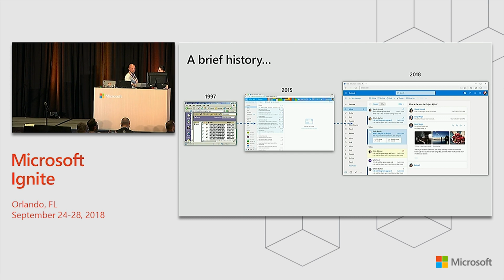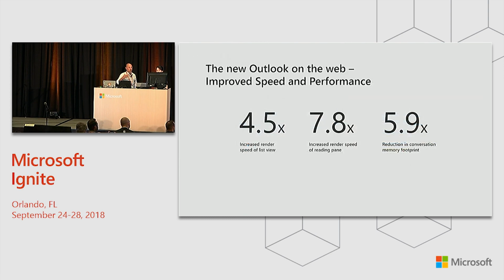You'll see it soon. One of the things that we've been able to do, and the real driver behind why we're doing the rewrite, was speed. We wanted to be fast. We wanted to compete with the top web apps that are out there. And we were able to realize a 4.5 times increase in the list view rendering, a nearly 8-time increase in the reading pane rendering, and we reduced our memory footprint by about 6 times. So it was a really phenomenal achievement by the engineering team. We're super proud of it.